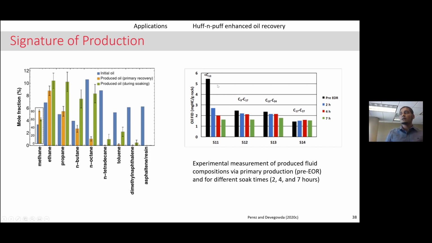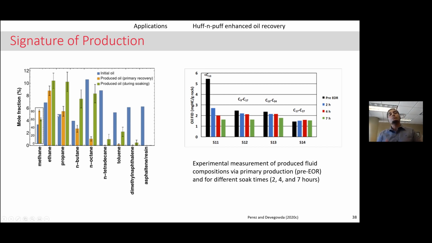C13s. I'm going to go back one sentence. Under primary recovery, we produce lots of the lighter components, and we know that. I showed you that with molecular dynamics. And we don't produce too much of the heavier components. But when we start exposing the rock to some solvent, we begin to produce some of the heavier components as well, in increasingly larger amounts. And it shows that what you're seeing in experiment is exactly what you're seeing with molecular dynamics.